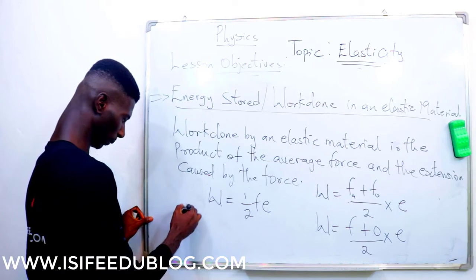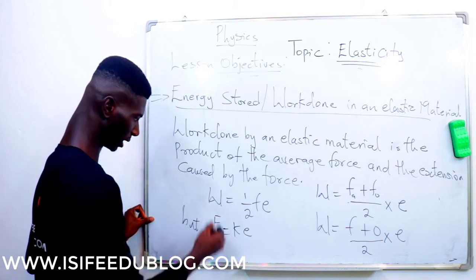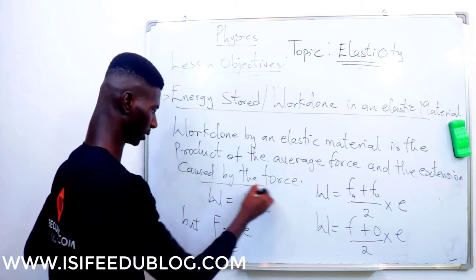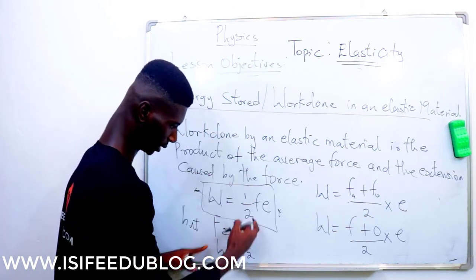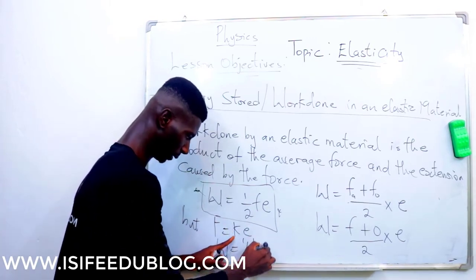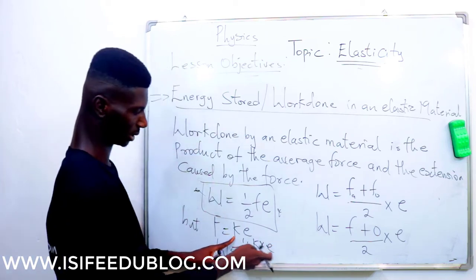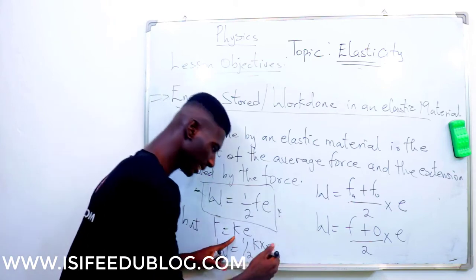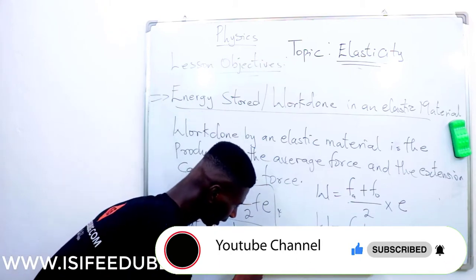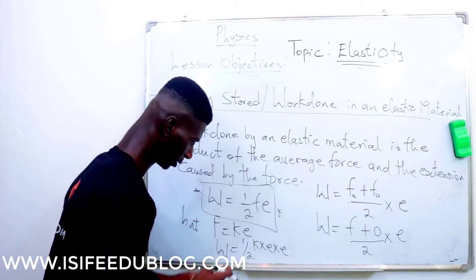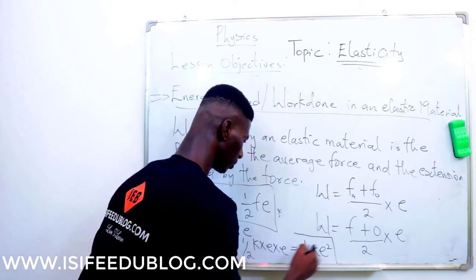But we know from Hooke's law, the force F is equal to KE. So if that is true, that means the work done is half, and anywhere we see F, we now put KE. K times E. This KE represents F, times this E originally in the question. Now this becomes E times E, which gives us E squared. So this becomes half KE squared. This is also work done.